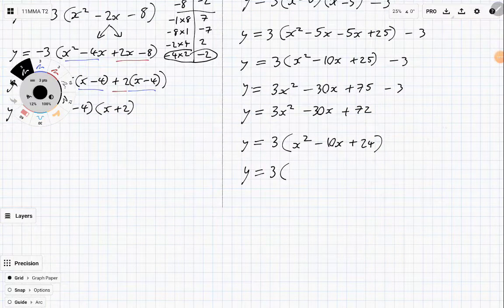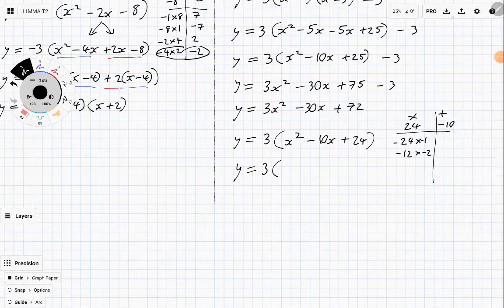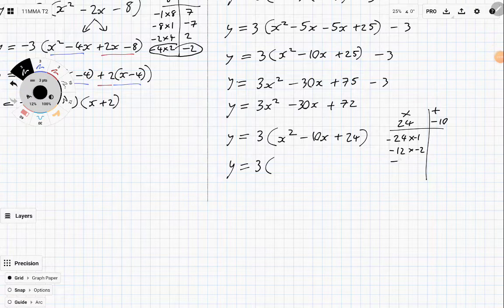So let's get our t-chart ready. Times to 24, adds to negative 10. Could be 24 times 1. It's going to have to be negative both because it's going to add up to a negative. It could be negative 12 times negative 2. It could be negative 6 times negative 4. And that's the one that works. The first one adds up to negative 25, the second one adds up to negative 14, and this one adds up to negative 10. So we're going to decompose like so.